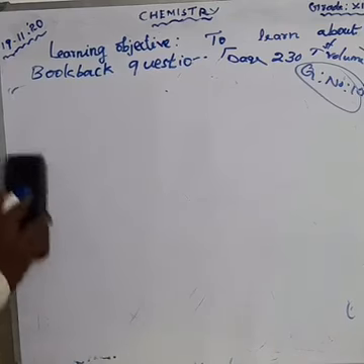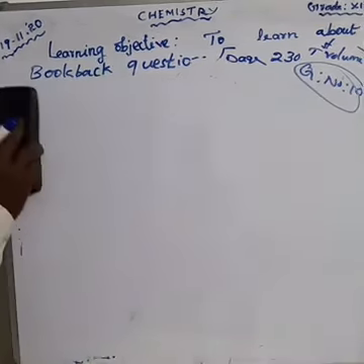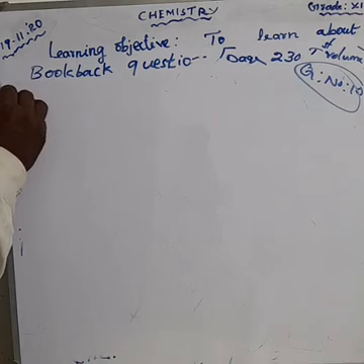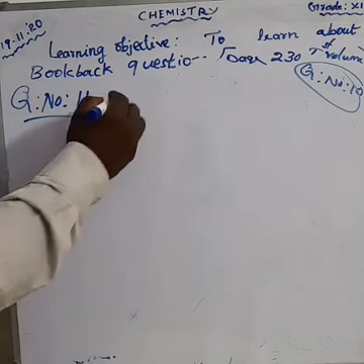Next, question number 11. The rate of formation of a dimer in second order is 7.5 into 10 raised to minus 3 mole liter inverse second inverse, at 0.05 mole liter minus 1 monomer concentration. Calculate the rate constant. Let us consider question number 11, page number 230.